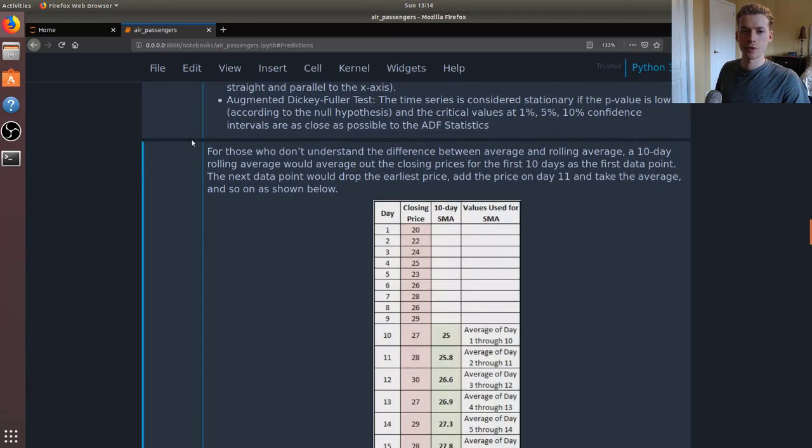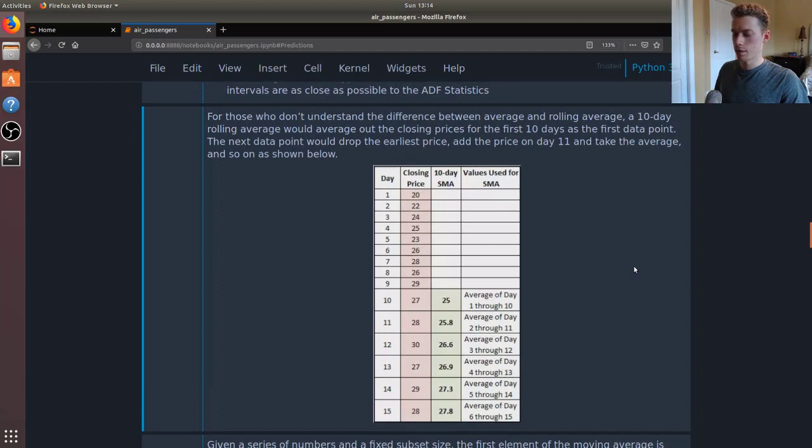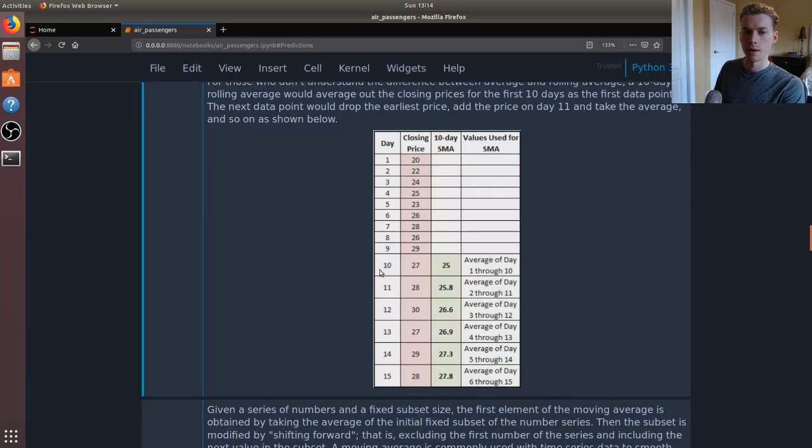Just for clarification, for those of you who don't know how the rolling average differs from the regular average, essentially the rolling average will take the first 10 days and compute the average, and then for the next value it will take the second day through the 11th day and compute the average for that. You can see right here, according to this table, at the 10th slot we have the average of days 1 through 10, and then on the 11th, we have the average of days 2 through 11, and so on.